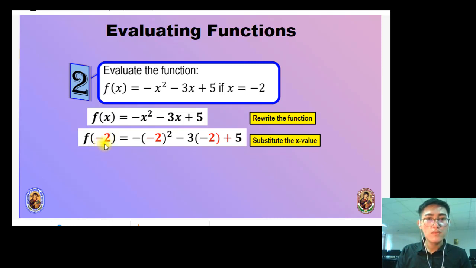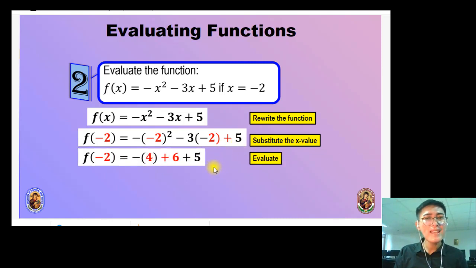Negative 2, then negative, this one, then parentheses, negative 2, close, squared, minus 3, then you change x into negative 2 again. Do not forget to enclose it with parentheses, plus 5. Okay, next here, we will get negative 2 squared is positive 4.